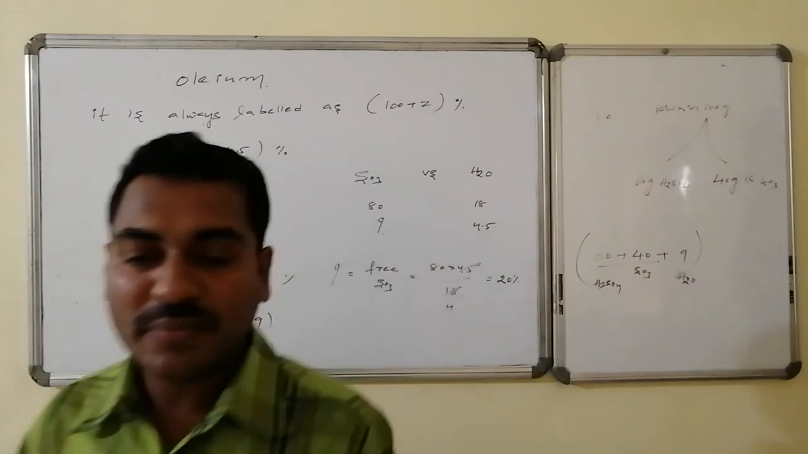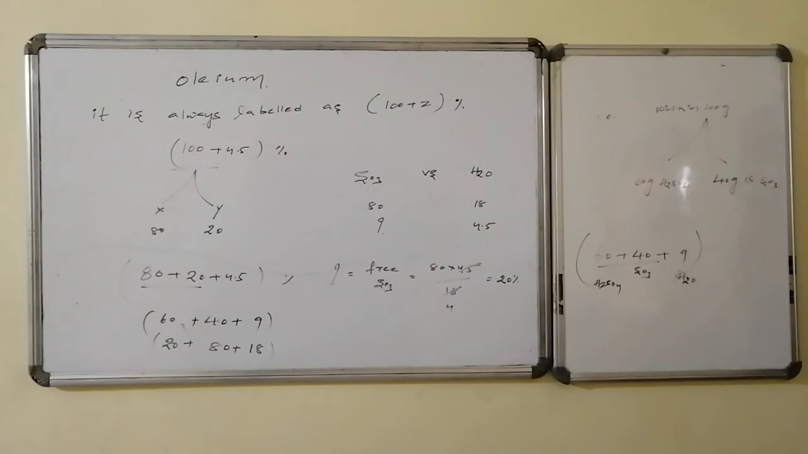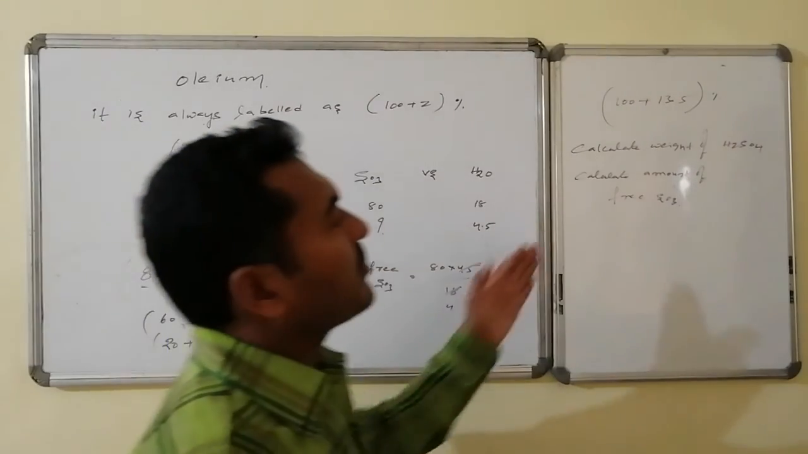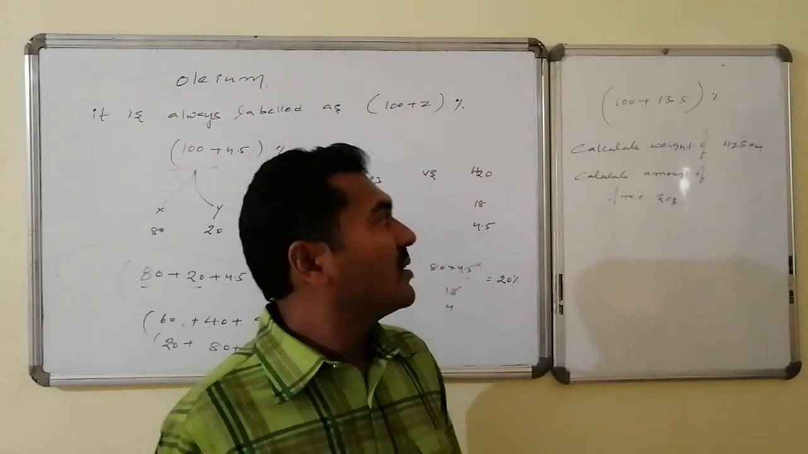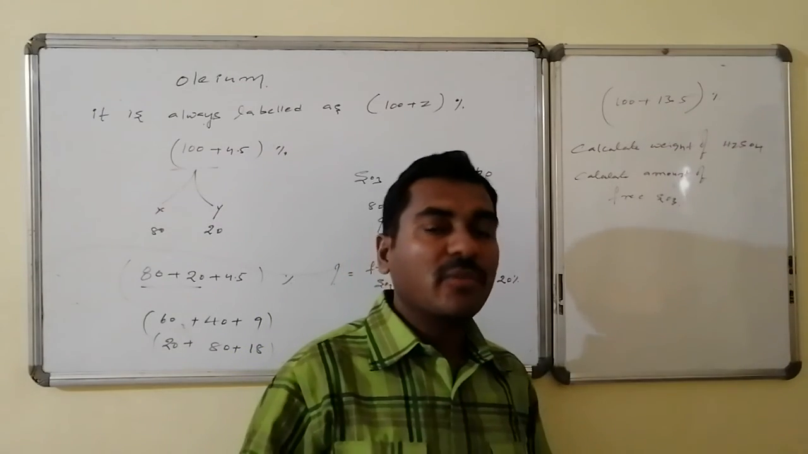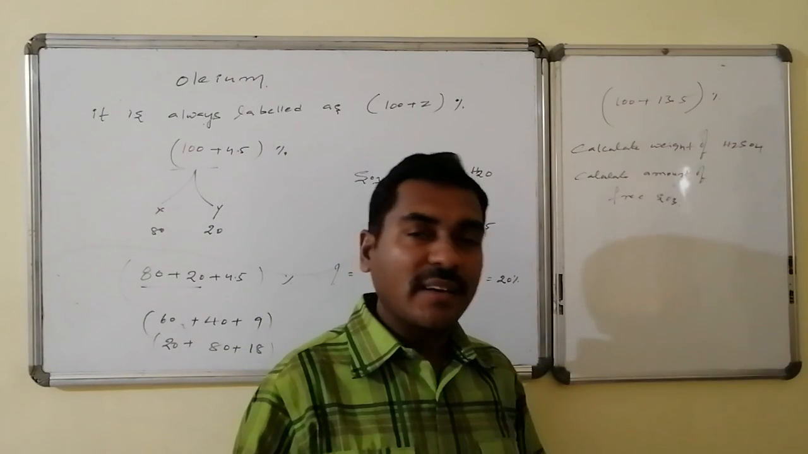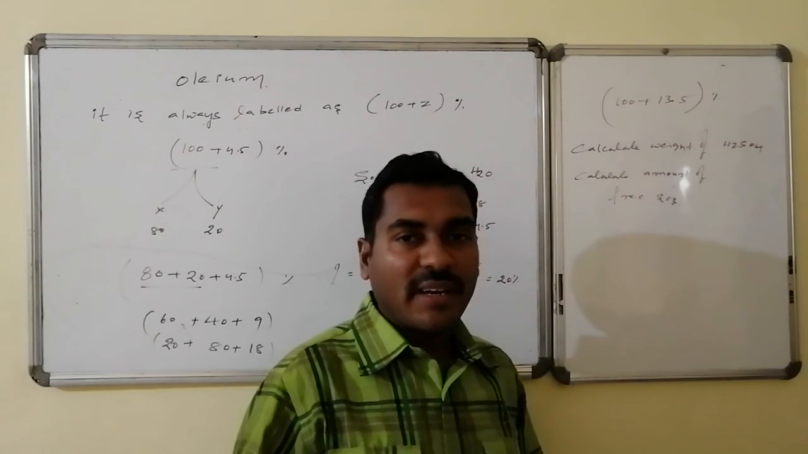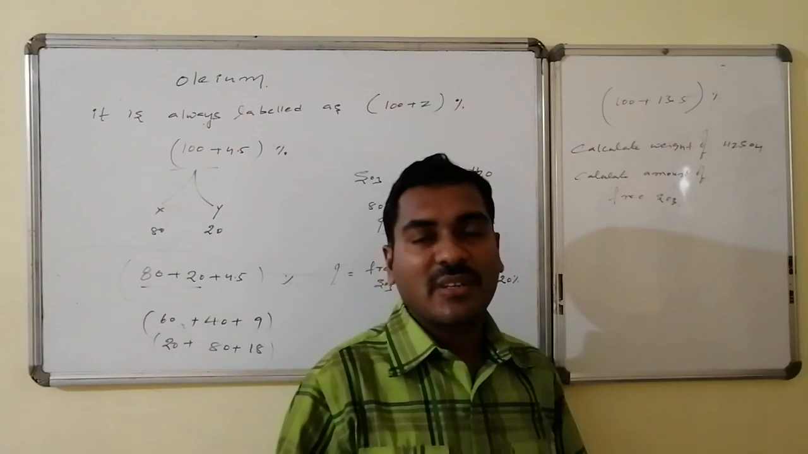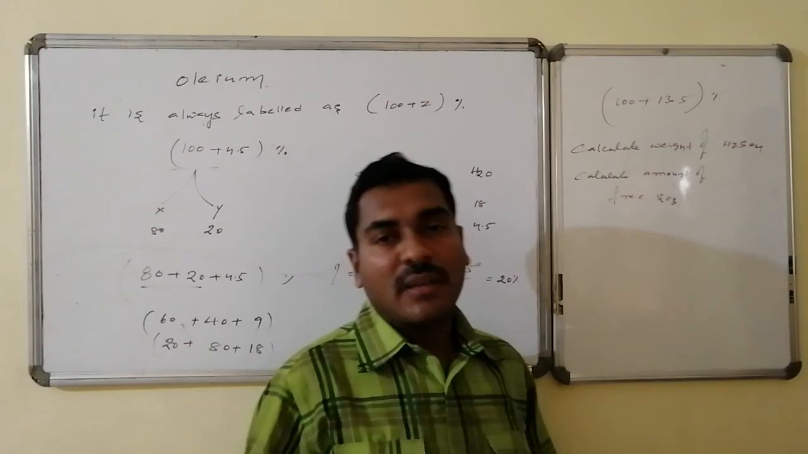Now, a question for you. There is an oleum bottle with 100 plus 13.5 percentage as a label. Then you are asked to calculate the amount of sulfuric acid present in the 100 grams and the amount of sulfur trioxide present in the 100 grams of mixture of oleum, that is 100 grams of oleum.